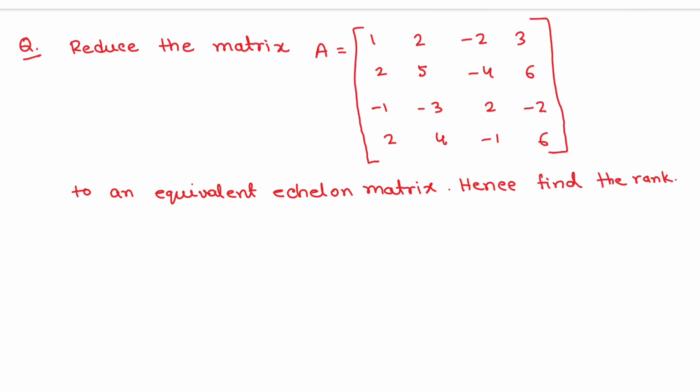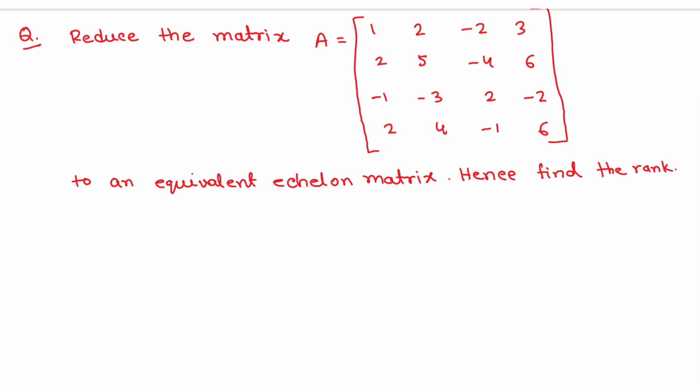Here I am getting one mathematical word, that is equivalent. Equivalent means the original matrix and the row reduced matrix are always equivalent. That means the solution of this matrix and the solution of the echelon matrix will always be the same. That's why we can use the term equivalent. Now let's solve this question. We have to apply the row operations, and we have only 3 row operations.